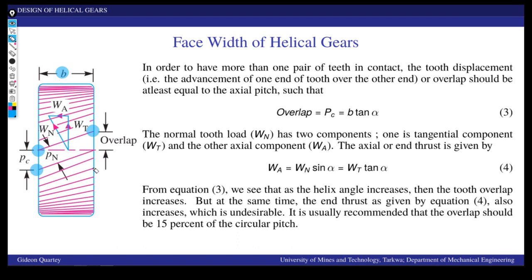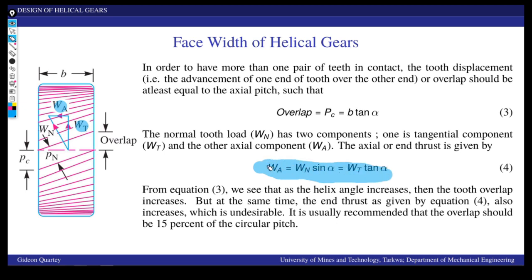Alright, then that normal load is resolved into two components. One is the tangential component WT, and then the axial component. In helical gears, we have the axial component as well, WA. The equation for these components of the normal load is given by this expression here.